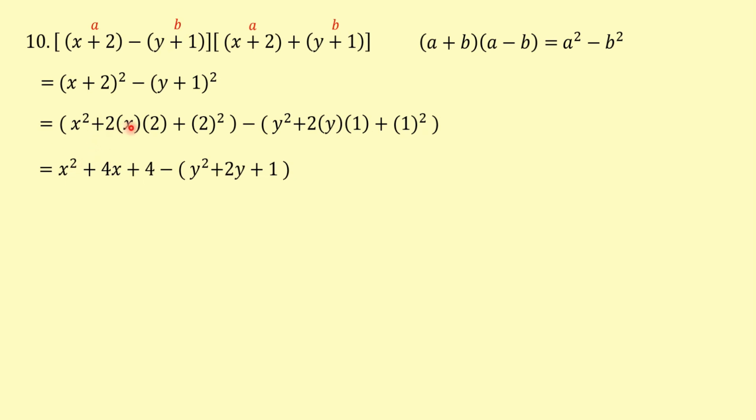X squared, 2 times x times 2 is 4x. 2 squared is 4. Then to y squared, 2 times y times 1 is 2y. Then 1 squared is 1. Then distribute lang natin yung negative. So, negative times y squared is negative y squared. Negative times 2y is negative 2y. Negative times 1 is negative 1. Then, combine lang natin tong constant. 4 minus 1 is 3. Okay. So, copy lang natin tong iba. X squared, negative y squared, 4x, negative 2y. Okay. 4 minus 1 is 3. So, yan na yan. Combine lang natin yung constant, then rearrange. So, ito na yung final answer natin.